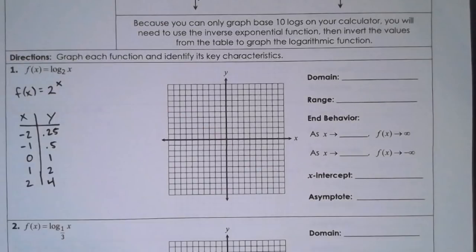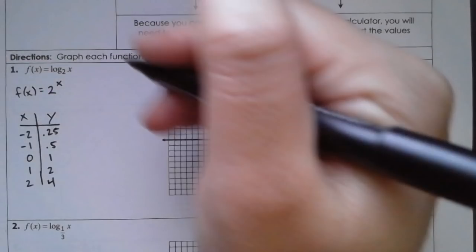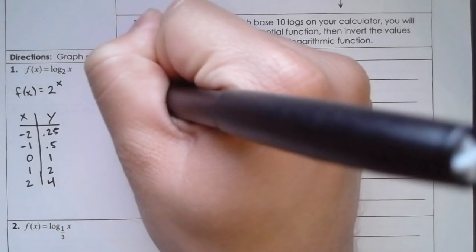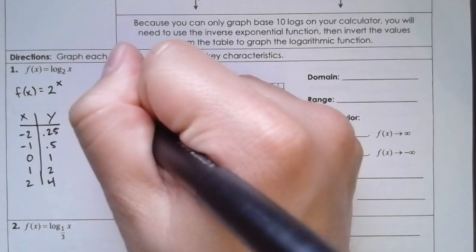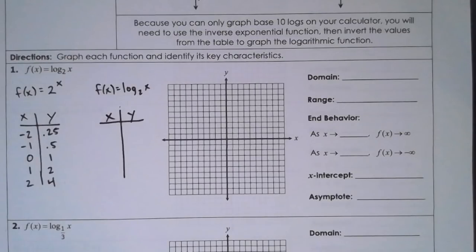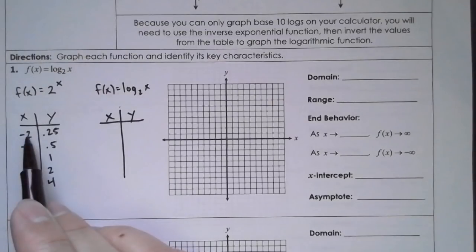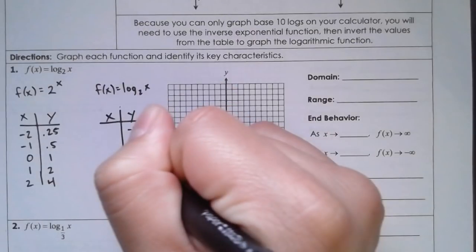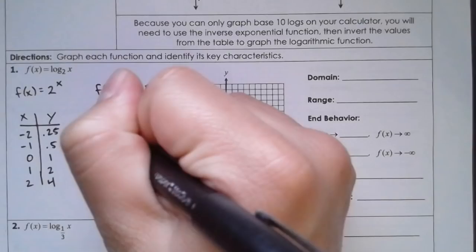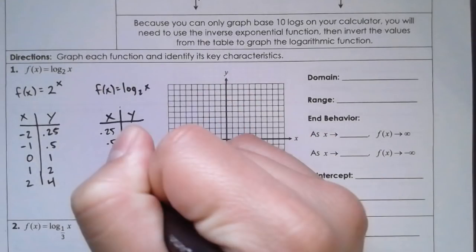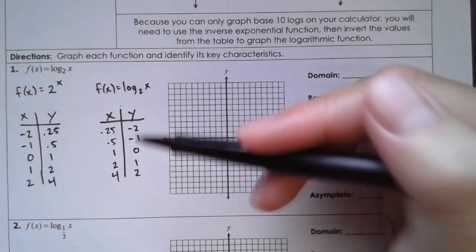So f of x, again, is log base 2 of x, and it would be the inverse of this exponential function. And remember, what you do is you change the x and y, you flip the values. So if x is -2 in this one, it would be my y. Just follow through with the column. I flip my x's and y's, so 0.25, 0.5, 1, 2, and 4. And these are the points you're going to plot here to give you the log function.